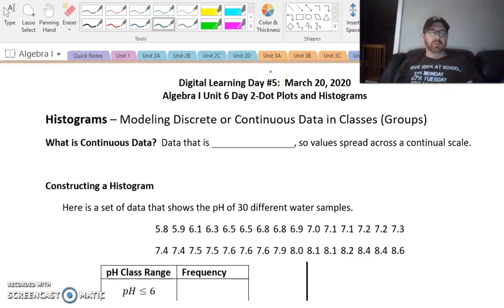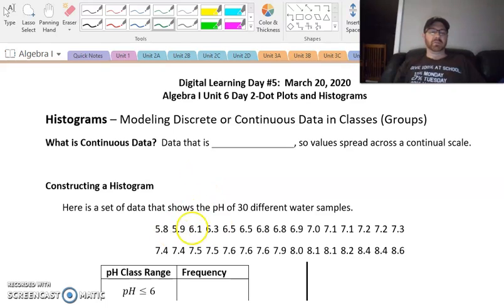All right, so the last thing we want to look at today is the histogram. Now, this is a model that I'm sure you've looked at numerous times before in all kinds of subjects, but I wanted to look at a couple things in particular. These histograms can model discrete data. Remember, discrete data was things that were counted, and they had distinct gaps between the data. But it can also do continuous data in classes or groups.